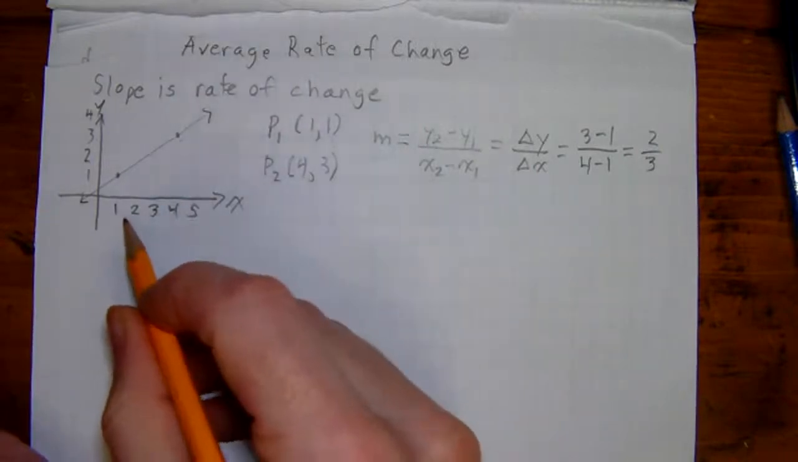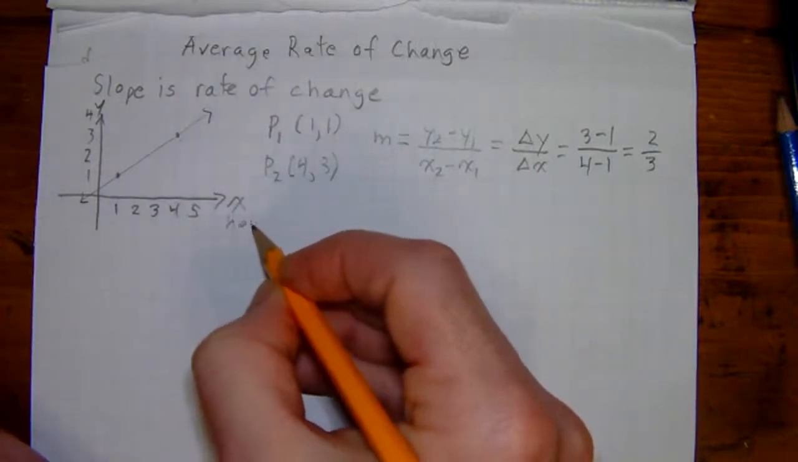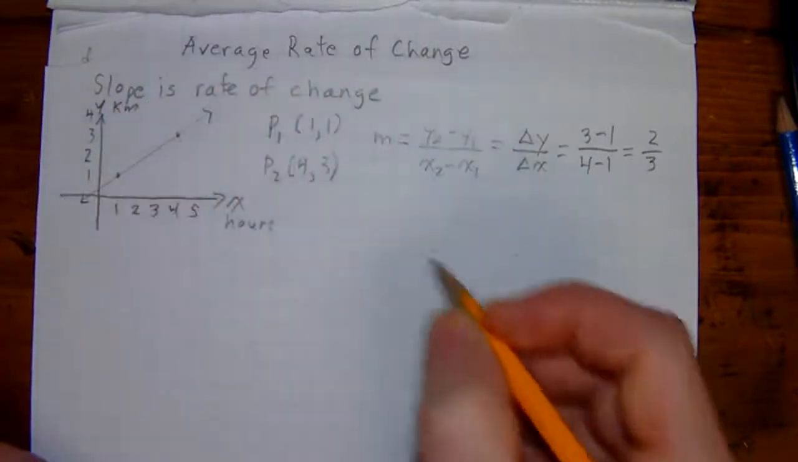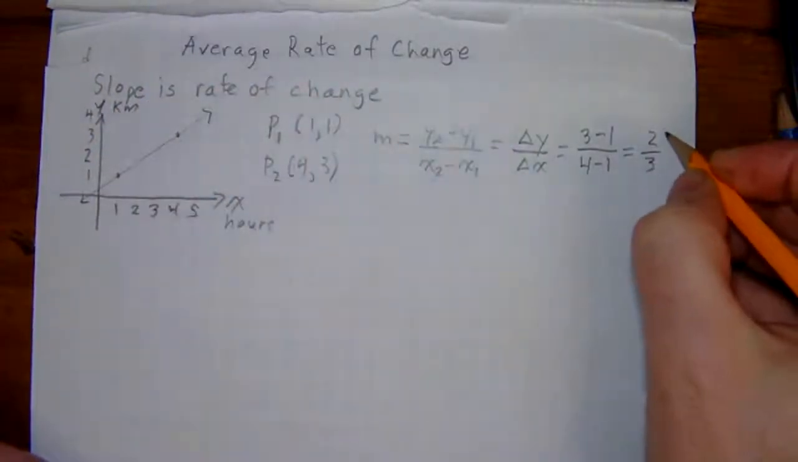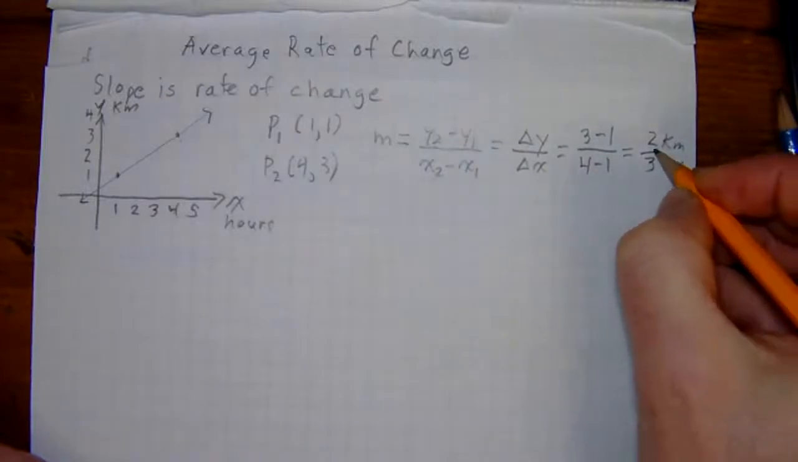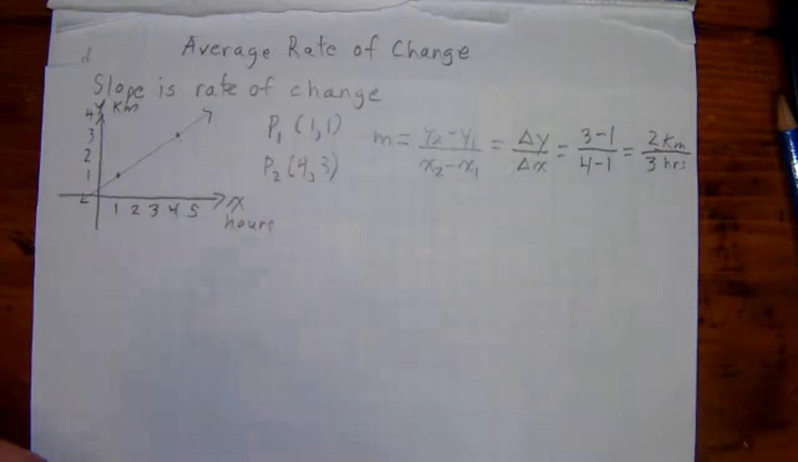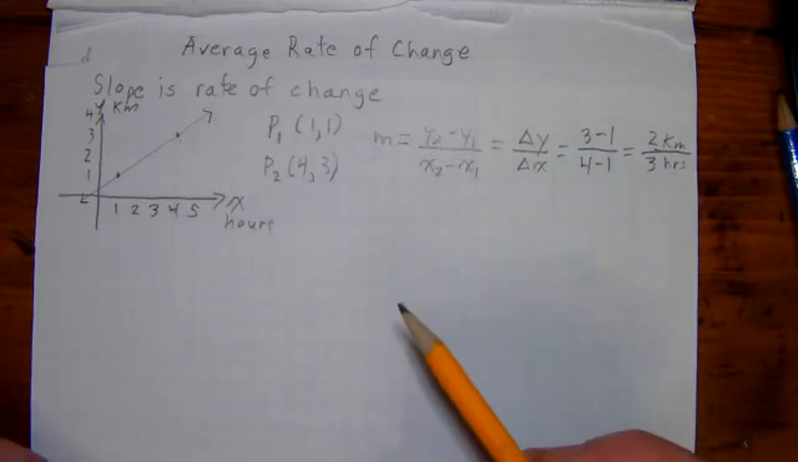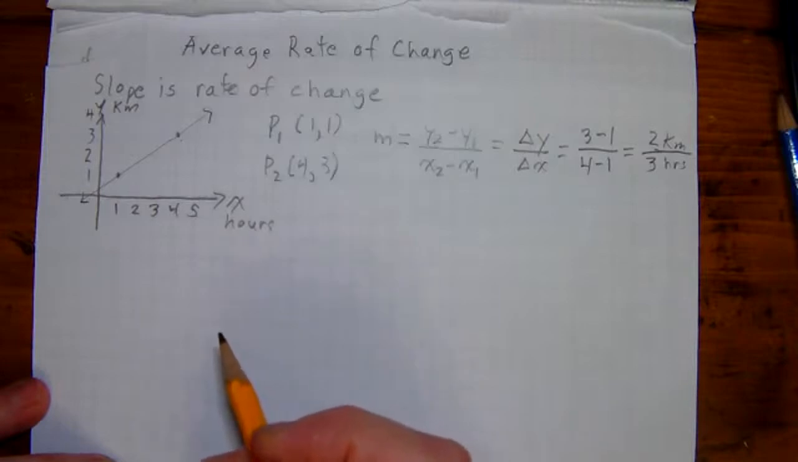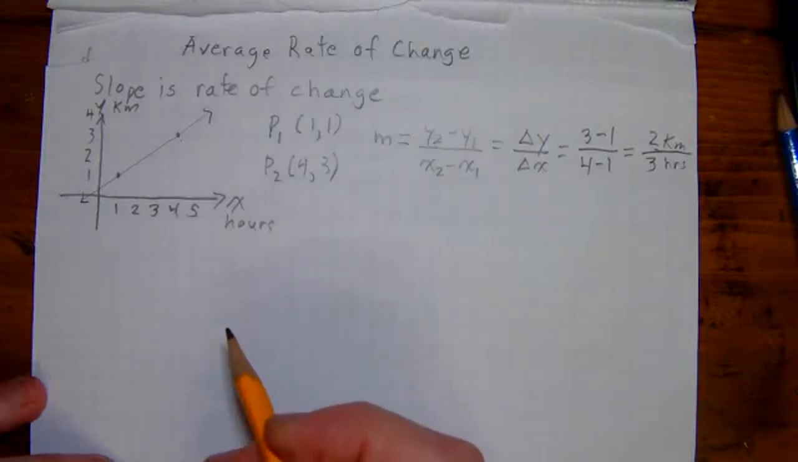And so if here x was in hours and y was in kilometers, then this would be 2 kilometers per 3 hours. All right, so a very, very slow walk. So that's the idea of average rate of change. Just type 1 in the chat if you're feeling comfortable about that.